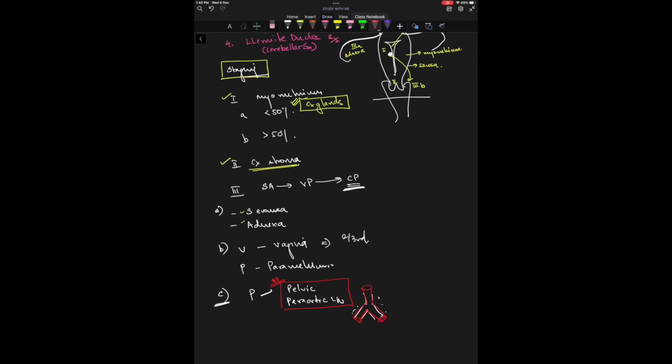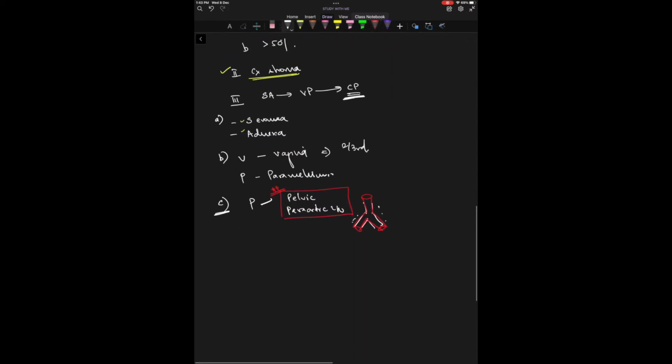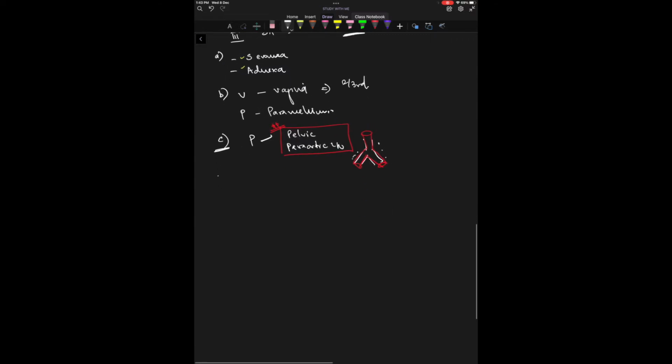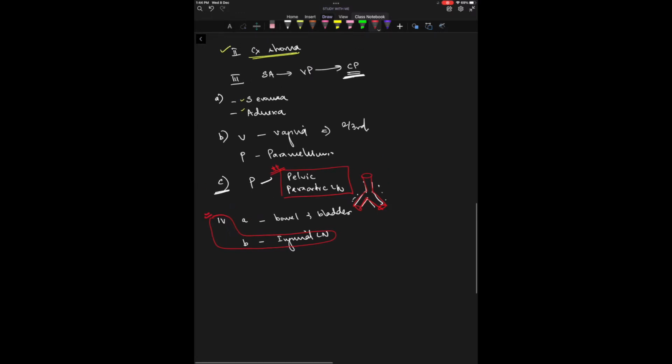Okay, so let's continue. So we were on stage C. Okay, so stage 3C is involvement of the pelvic and the para-aortic nodes. Then stage 4. Stage 4 is again divided into A and B. A is involvement of bowel and bladder, while stage B is the involvement of inguinal lymph nodes. Okay, so inguinal lymph node is stage 4C, while pelvic and para-aortic lymph nodes is stage 3C.